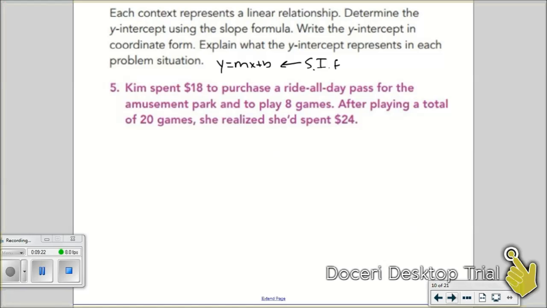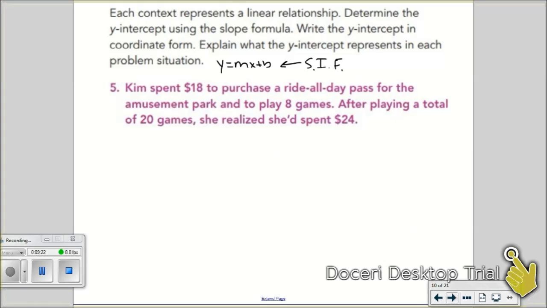Okay, so let's look at our problem here. Again, this is very, very similar to what we've already done, so hopefully it looks familiar. So number 5, again, when I stop, you read the next word. Kim spent $18 to purchase a ride-all-day pass for the park and to play 8. After playing a total of 20, she realized she'd spent.